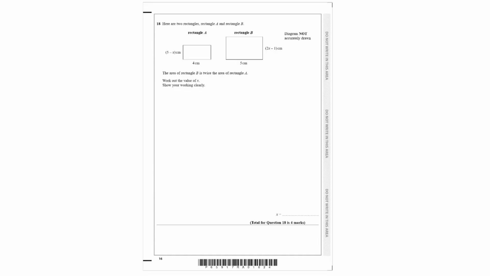Question 18. Here are two rectangles, rectangle A and rectangle B. The area of rectangle B is twice the area of rectangle A. Work out the value of x, show your working clearly. To find the area of a rectangle, it's length times width. But we also know that the area of B is equivalent to 2 times the area of A. If we can find the area of A and the area of B, we can then find out what x is. So first, let's find the area of A.